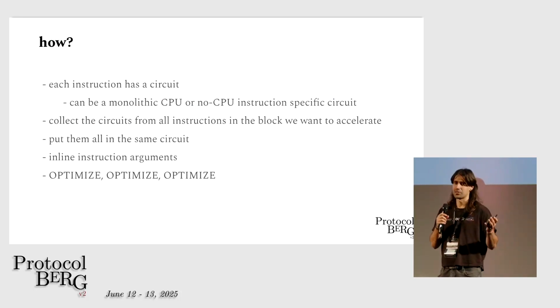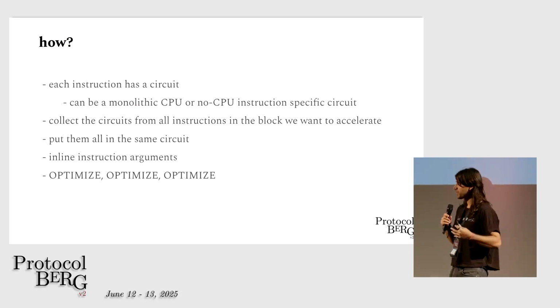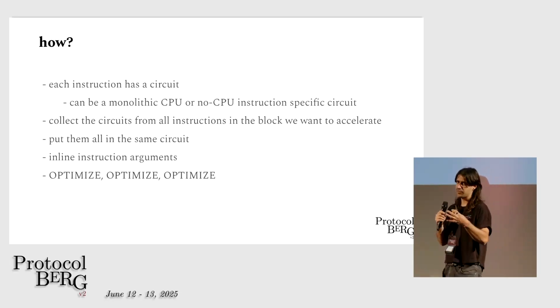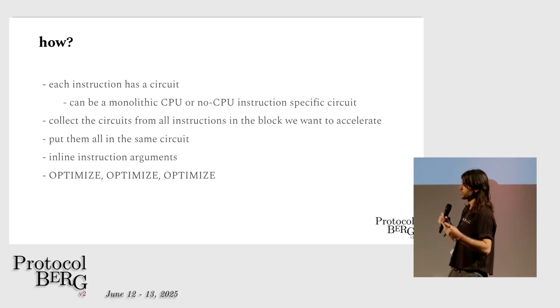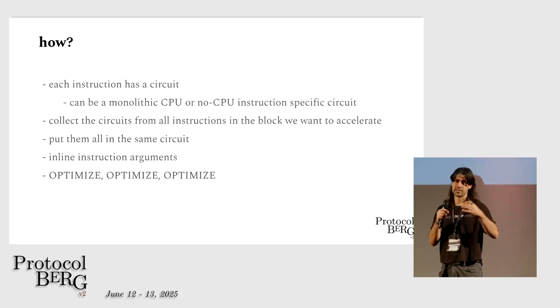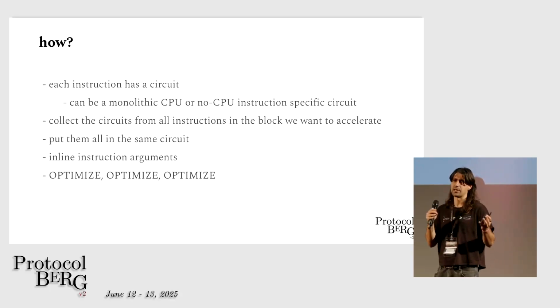Okay, but then how does it work? When you see all those instructions in the assembly code, each instruction kind of activates a circuit. It can be several different circuits for different instructions, or it can be what's called the CPU circuit, which works for every instruction. It doesn't really matter. It works either way. The first thing you do is collect all the circuits that are used for the assembly block that you want to accelerate. And then we just put them in a giant circuit.